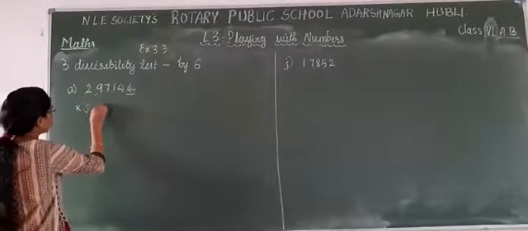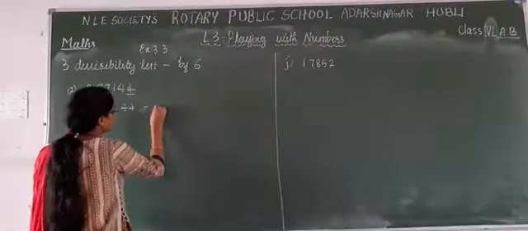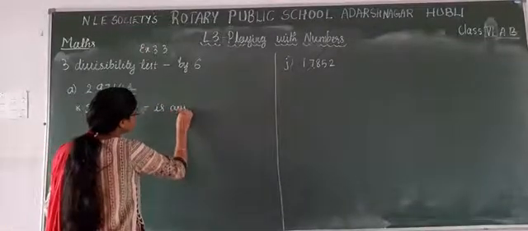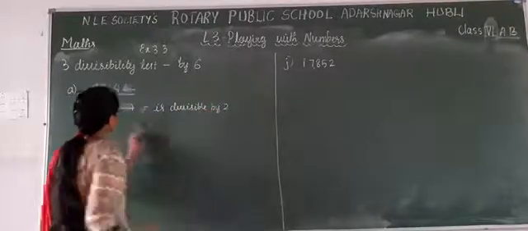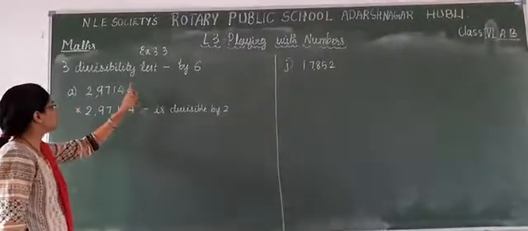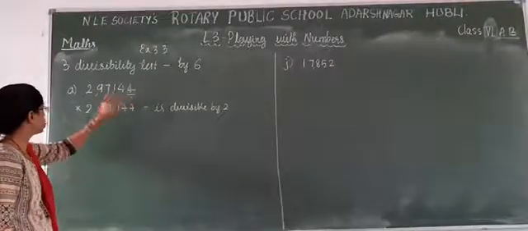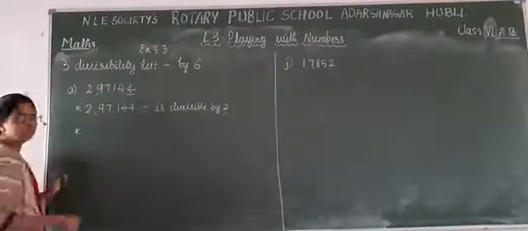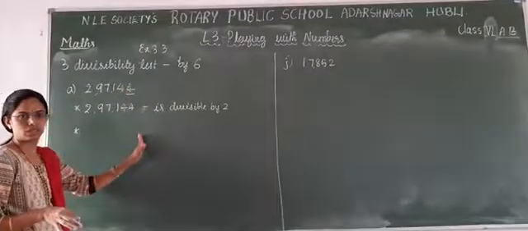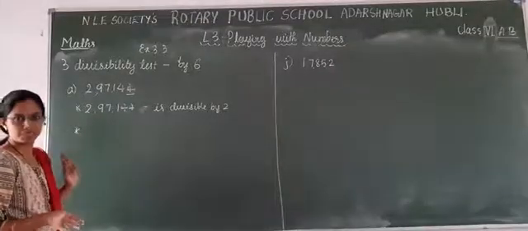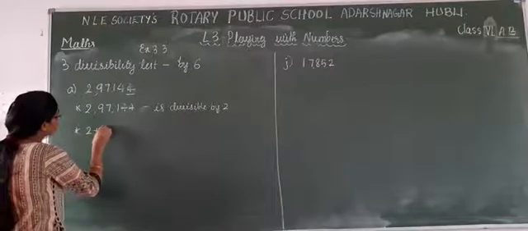Hence, 2,97,144 is divisible by 2. You can write in the bracket the reason: because the number in one's place is even. So hence it is divisible by 2. But we have to check whether it is divisible by 3 or not. If the number is divisible by both 2 and 3, then we can say that it is divisible by 6. So what is the divisibility test of 3?